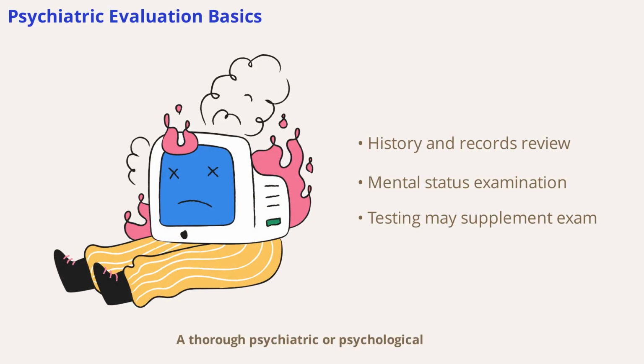Thorough psychiatric or psychological evaluation includes taking a detailed history, reviewing records, and conducting a mental status examination. This exam covers appearance, mood, speech, thought processes, perceptions, cognition, insight, and judgment. Additional testing, such as psychological, neuropsychological, or laboratory tests, may be used to clarify the diagnosis or assess cognitive function. These steps ensure a comprehensive understanding of the patient's mental health and functional abilities.